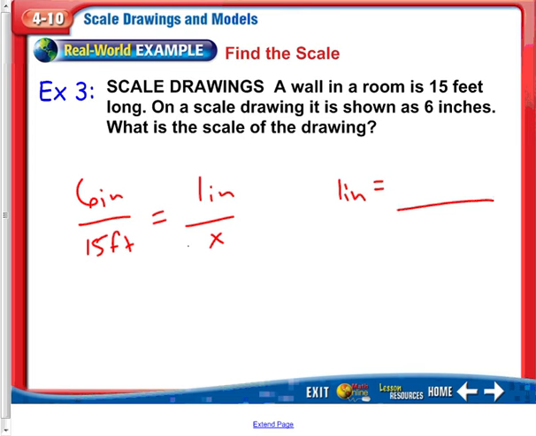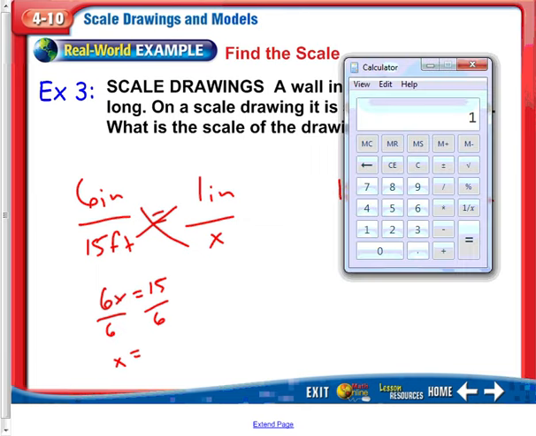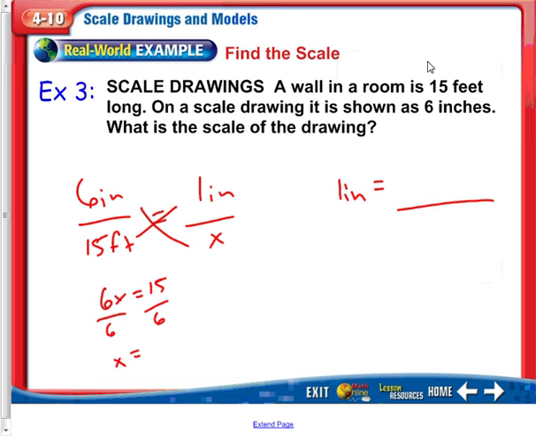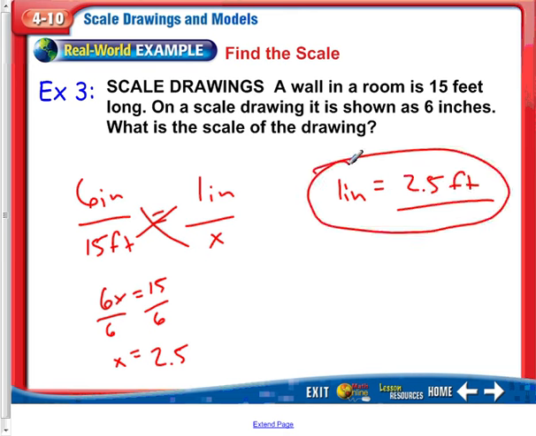So here again, all we need to do is cross multiply. So I get 6x equals 15, and divide by 6. So x is going to equal, and I'm going to have a decimal here, so 15 divided by 6 equals 2.5. So this actually works pretty well to find the distance. So 1 inch equals 2.5 feet, and that's going to be our scale of this drawing.